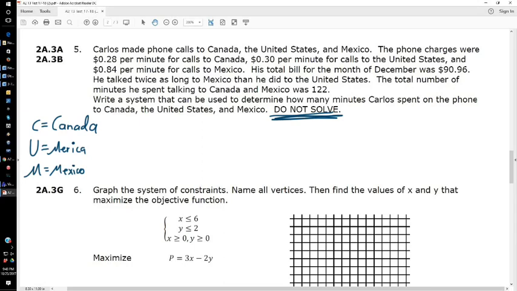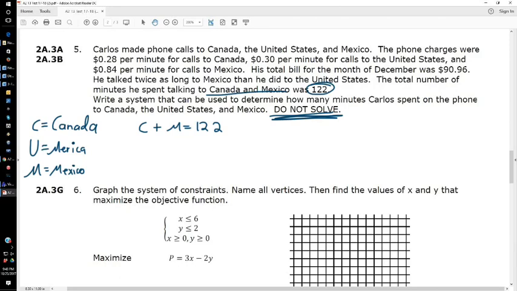Let's start making equations. First things first, there was a total of 112 minutes. No, not the total of all of them, the total of just Canada and Mexico. So if I do Canada plus Mexico, I will get 112 minutes. Oh, there's the first equation.